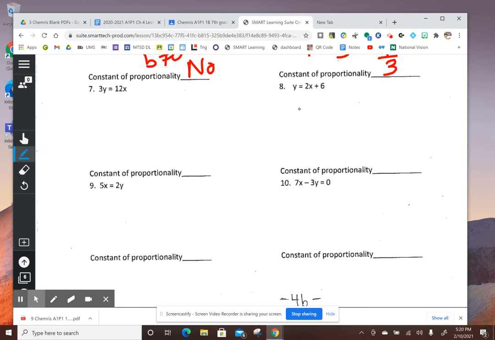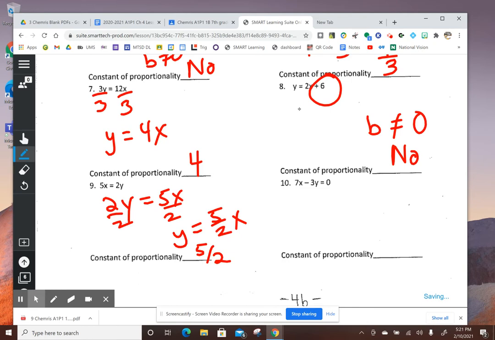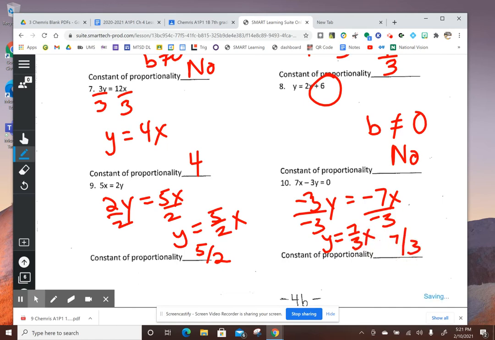For number 7, divide by 3, divide by 3, y equals 4x. That's a 4. Here, b does not equal 0, so no. Here, 2y equals 5x. Divide by 2, divide by 2. Y equals 5/2 x. This is 5/2. Here, negative 3y equals negative 7x. Divide by negative 3, divide by negative 3. Y equals 7/3 x. So this would be 7/3.